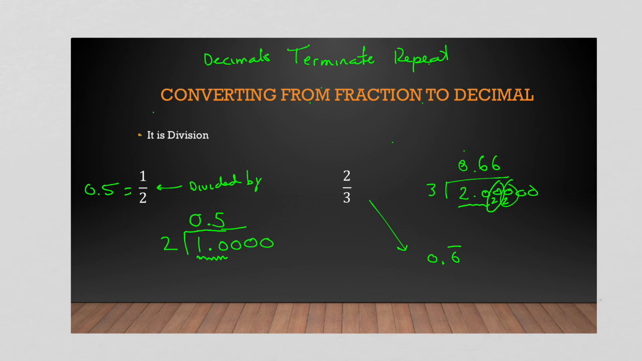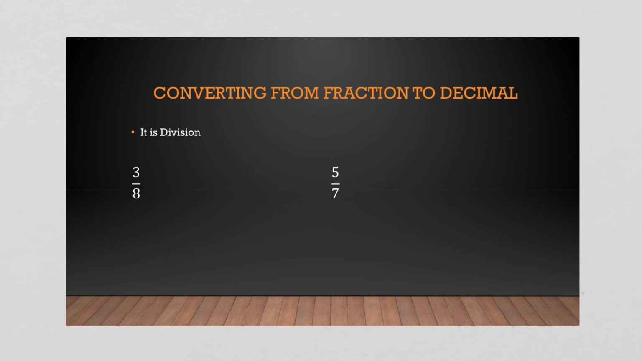So let's look at a couple more. What about 3 over 8? Well, that just means 3 divided by 8. 8 goes into 3 0 times. Decimal, decimal. You'll see you might need more, you might need less. 8 goes into 30 3 times. That's 24, so 6 remainder.